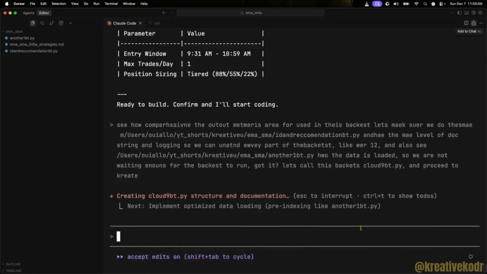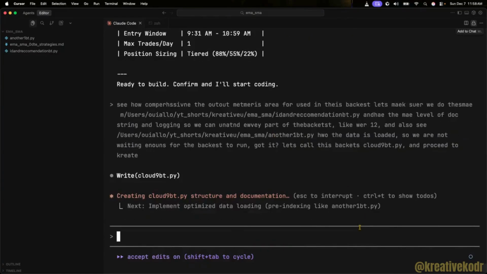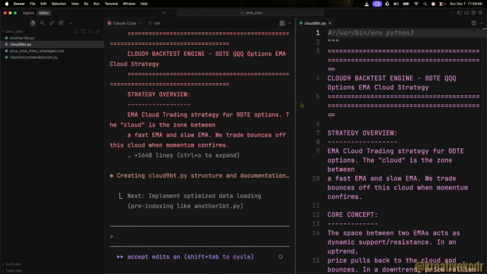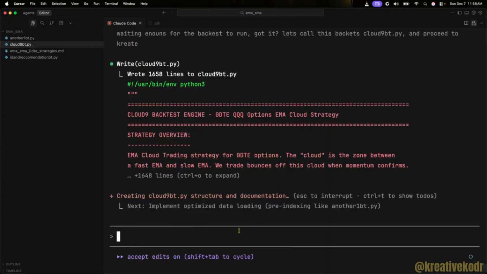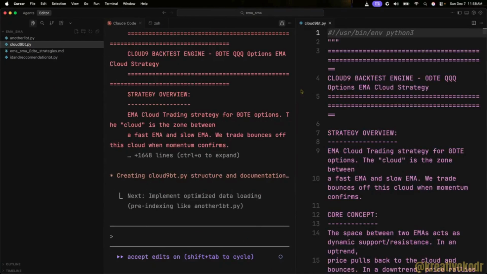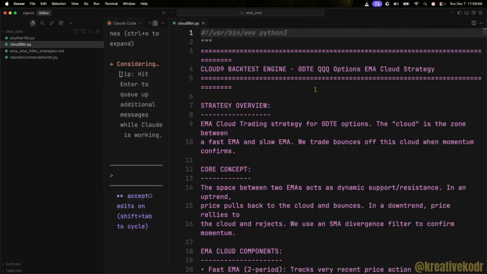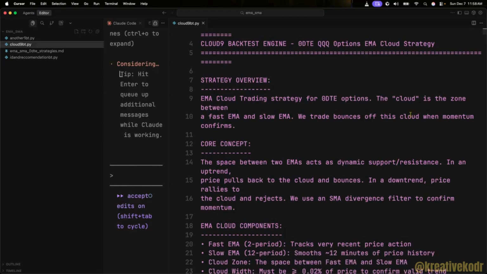In just a few moments, our Claude Code is going to be done. Here we go. Let's review. Oh, before, hold on. Okay, I want to do that after, but all right. So this is the clouds backtest: a 0DTE QQQ option EMA strategy, and how it works.